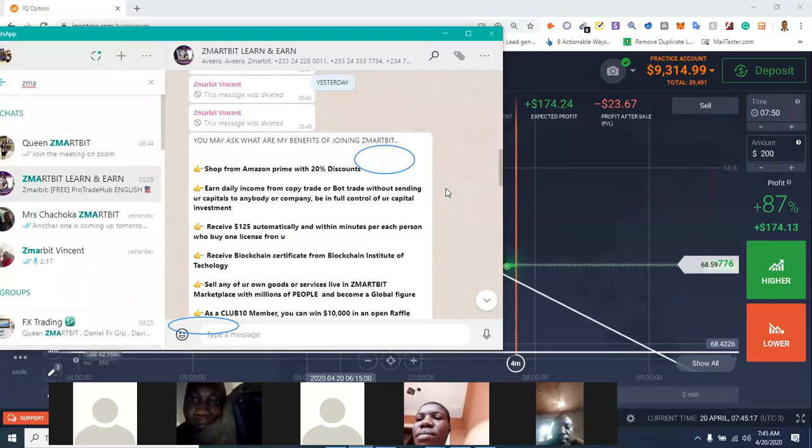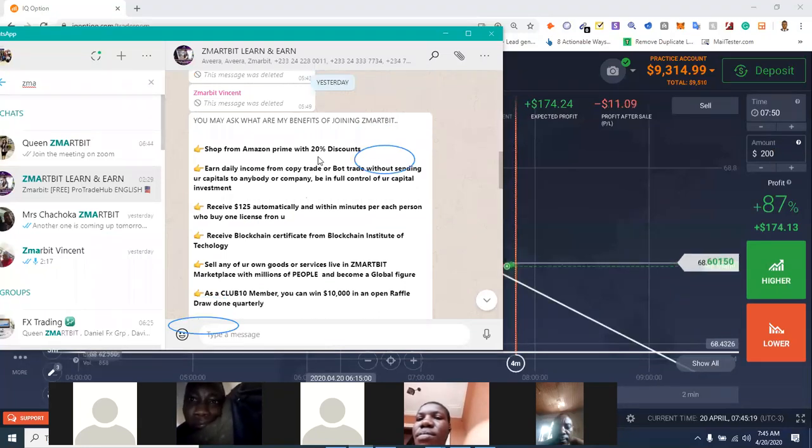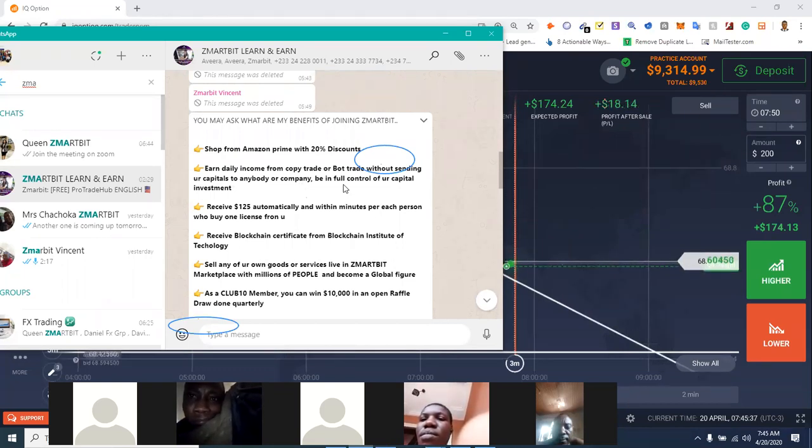Now look at what it says. You can shop from Amazon Prime with 20% discount because you're on SmartBit. You can earn daily income from copy trade or bot trade without spending your capital, selling your capital to anybody or company. You'll be in full control of your capital. What does this mean? Number one, some of us buy things online. You can buy things online from Amazon, send it to Nigeria and sell. You have the ability to do that with 20% discount because you are a member of SmartBit.